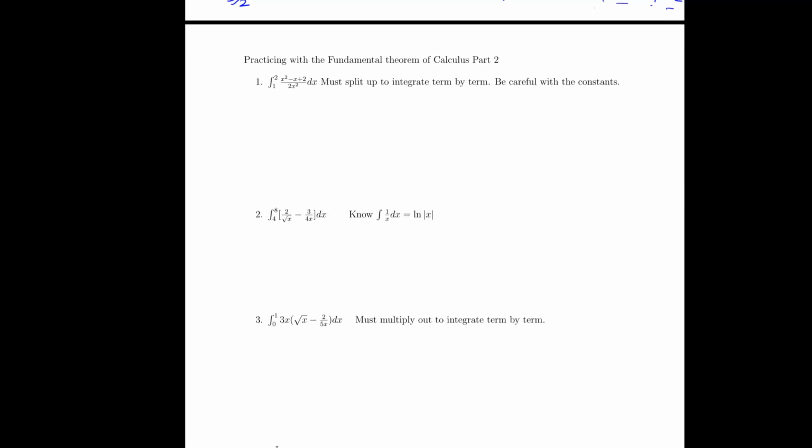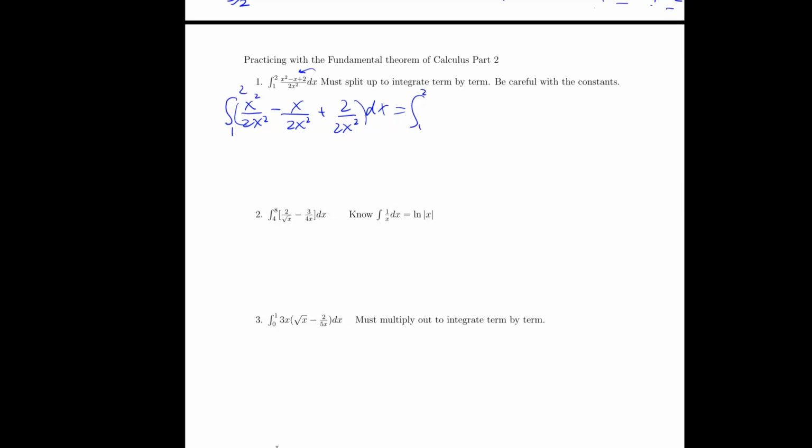Okay, so let's just be careful with splitting things up, right? Because in order to take the antiderivative, you have to have x to a power. So I'm going to take the time to split this up. So x squared over 2x squared minus x over 2x squared plus 2 over 2x squared. So be careful with all these constants, right?